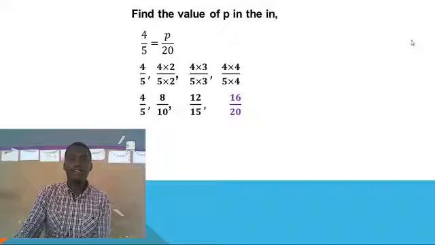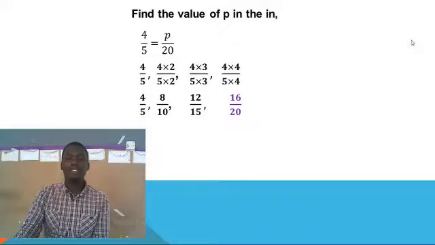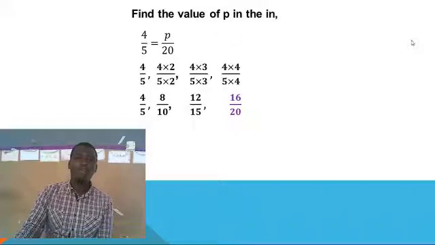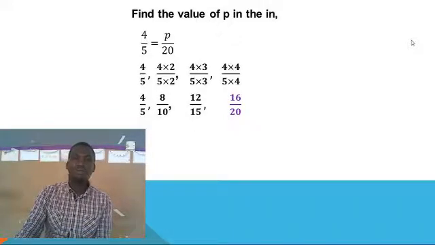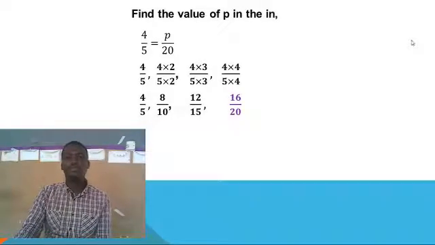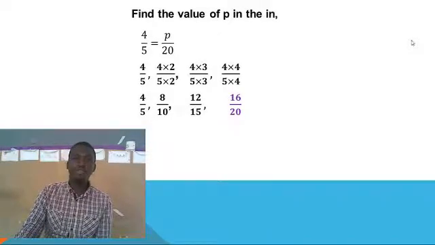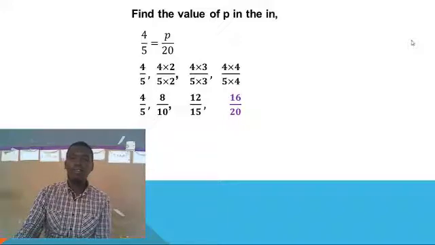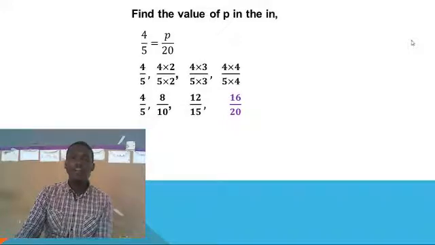So we shall have there 4 out of 5, and then we have 4 times 2, 8, 5 times 2, 10. 12 out of 15, which is 4 times 3, 12, 5 times 3, 15. Then the next, 4 times 4, 16, 5 times 4 gives us 20.